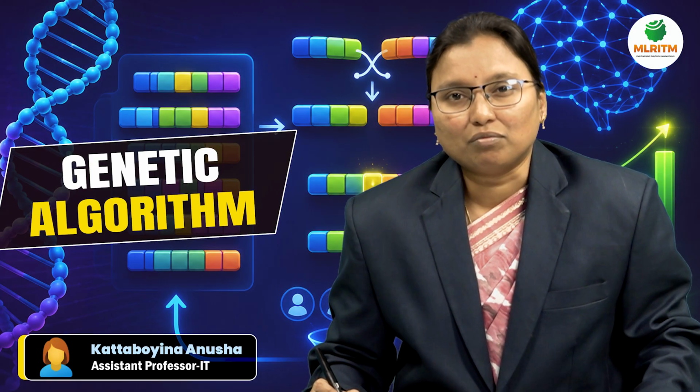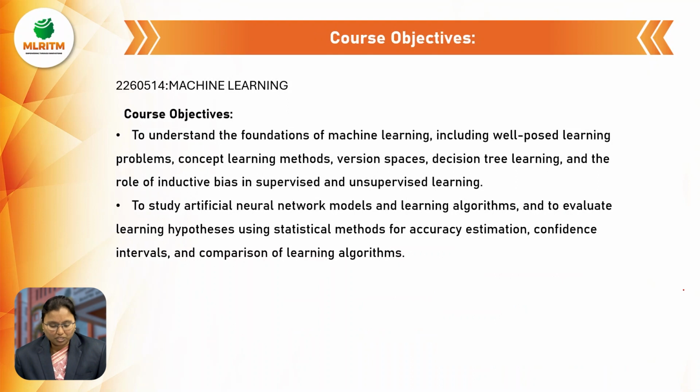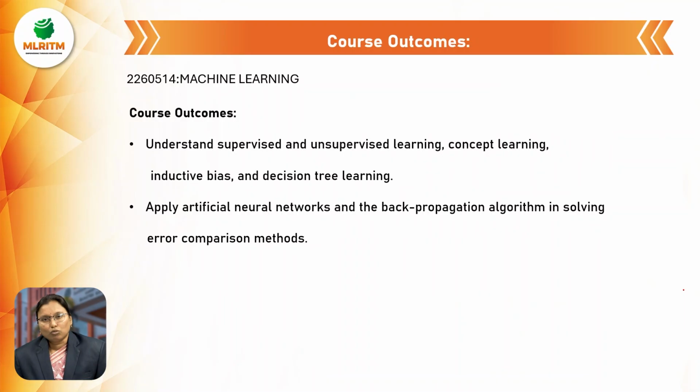In the genetic algorithm, what are the course objectives? To understand the foundations of machine learning, including well-formed learning problems, concept methods, version space, decision tree learning. So different types of algorithms are there, and in that I'm taking the genetic algorithm. These are the course outcomes: understand supervised and unsupervised learning, concept learning, inductive bias, and decision tree learning.